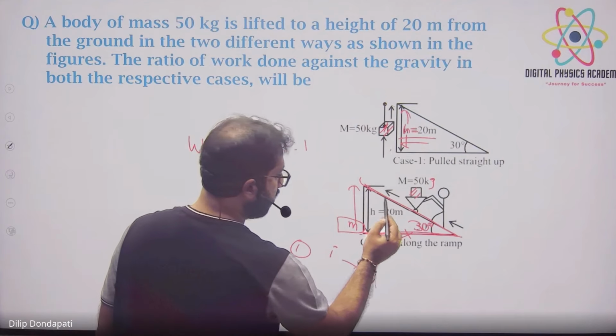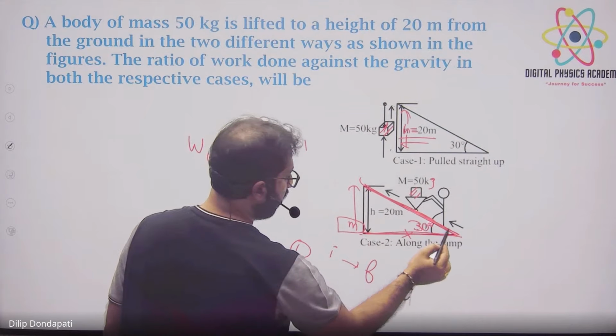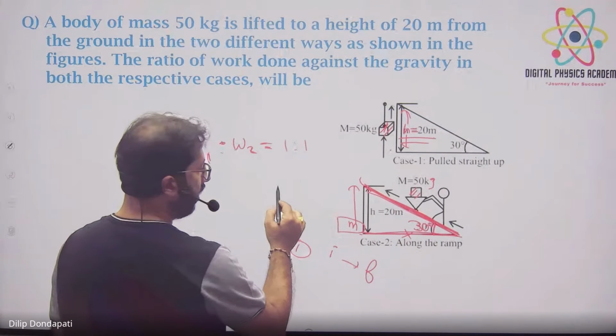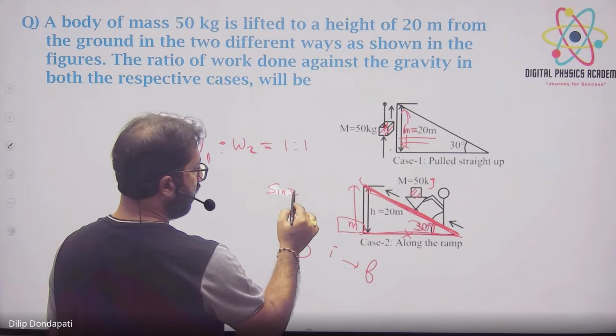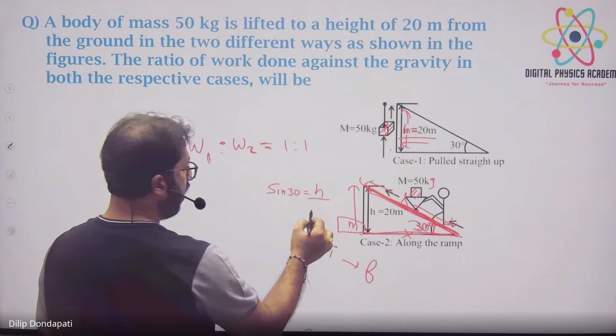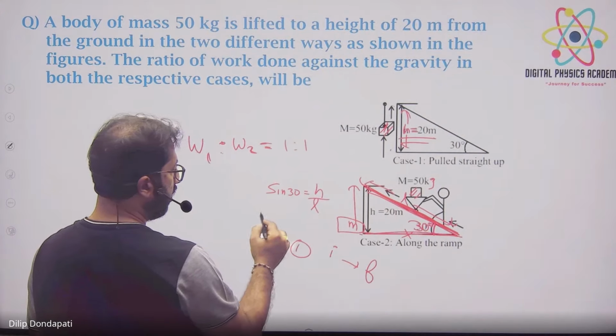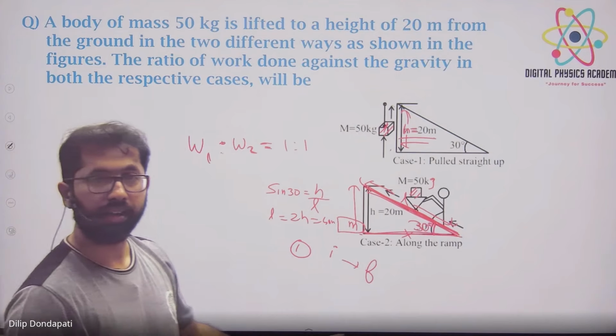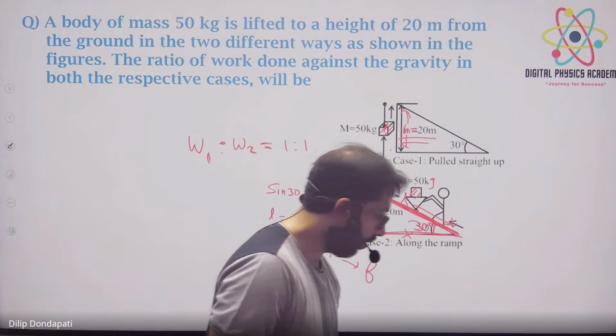What will the displacement be for this? Look, 40 by root 2. If you take sin theta, sin 30 is equal to opposite by hypotenuse. Let the hypotenuse be L. So sin 30 is 1/2, right? L is equal to 2h, meaning 40. Yes. So if we do it like this, the same will come. Okay, let us go on.